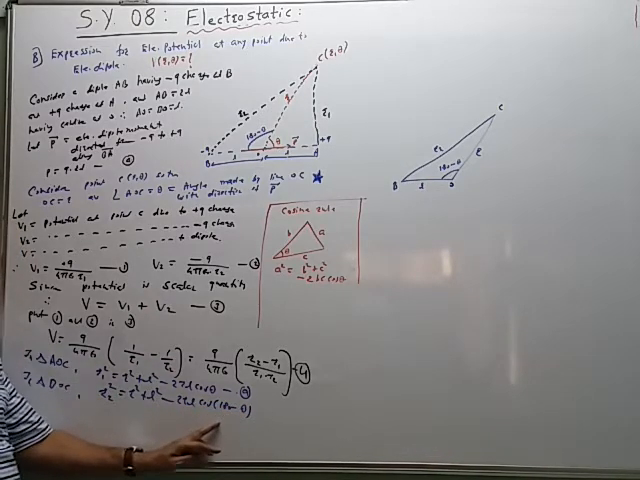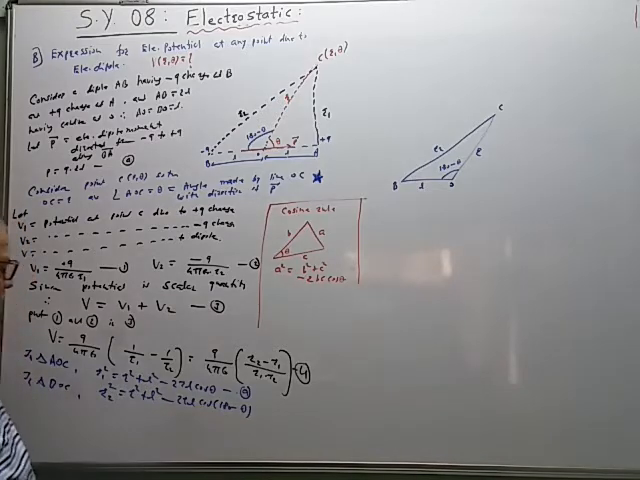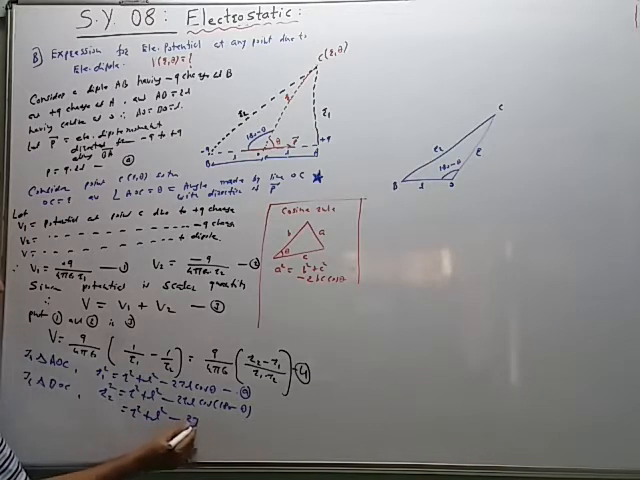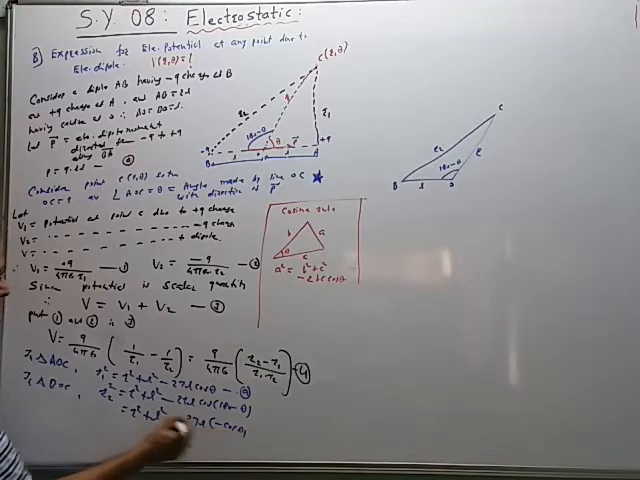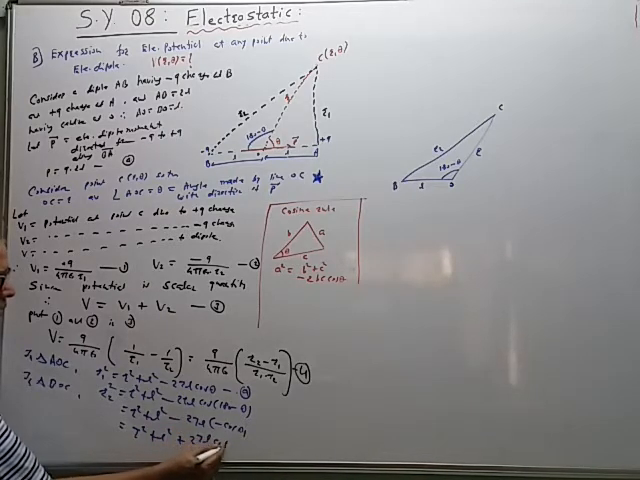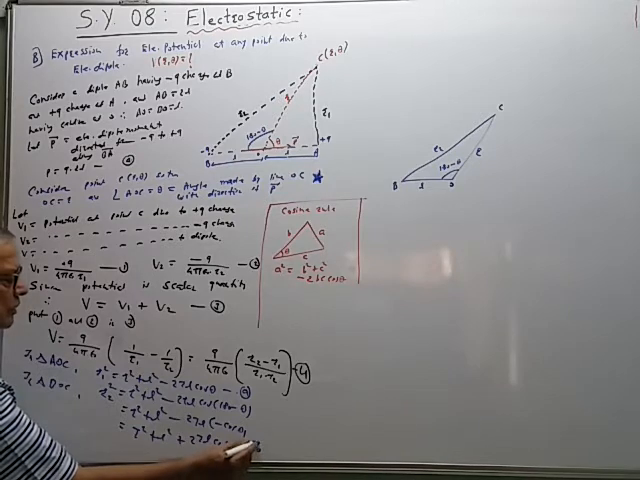Again, we will use trigonometry here. Cos of (180 minus theta) is equal to minus cos theta. Therefore, this is equal to R square plus L square minus twice RL into minus cos theta. Minus minus becomes plus, so this is equal to R square plus L square plus 2 RL cos theta. This is equation B.